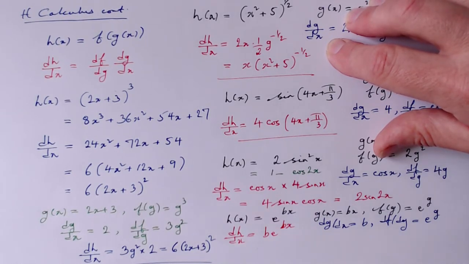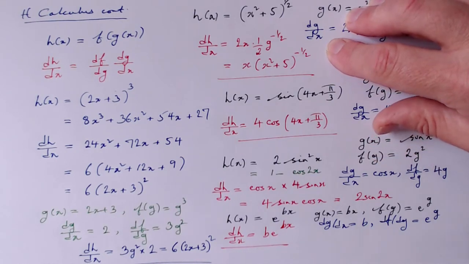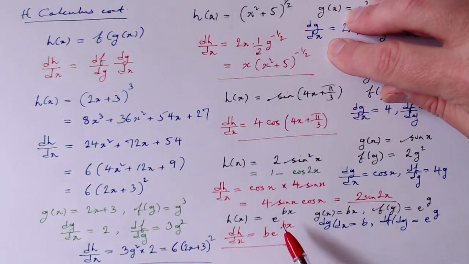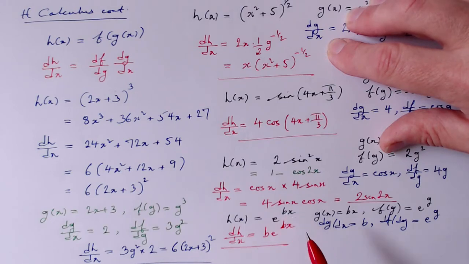And this is a very, very important outcome of the chain rule, which is that when you differentiate an exponential where you have a number in the argument of the exponential multiplying x, when you differentiate, that number just comes downstairs.